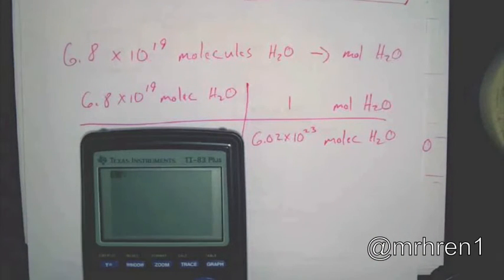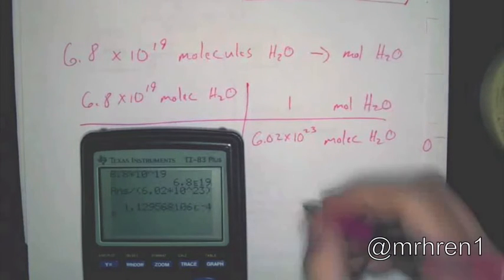10 to the 19th, divided by, make sure you divide by parentheses when you do this. Make sure you use parentheses. So you should get that.